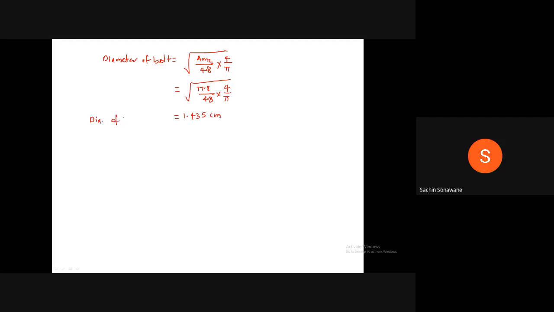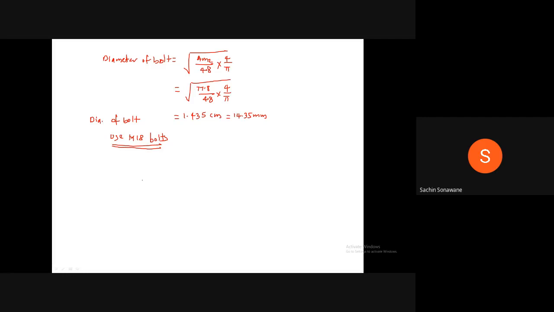Diameter of bolt. Therefore, we will write down, since the diameter of bolt is this much, which is equal to 14.35 mm. Therefore, we will write down: use M18 bolts. M18 means the diameter of the bolt, that is the major diameter of the bolt, is 18 mm.